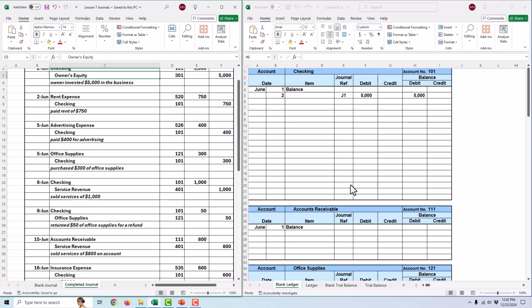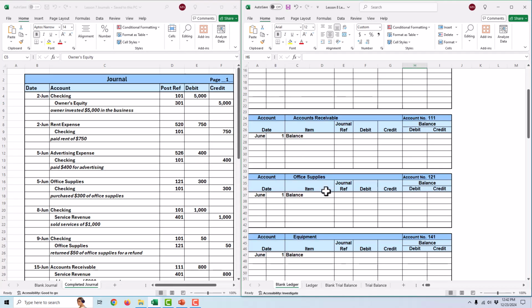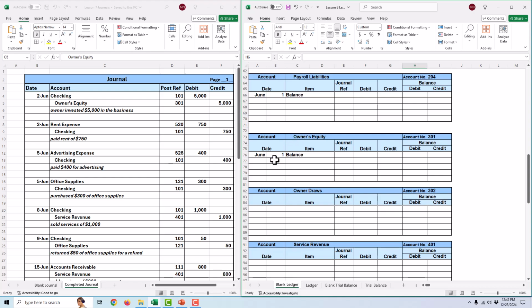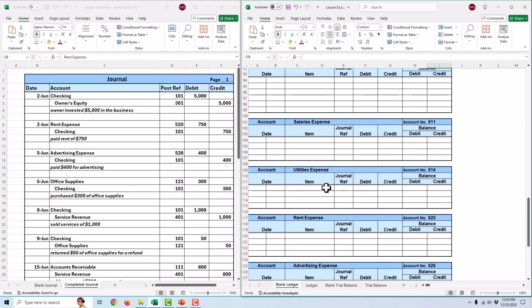So now let's find owner's equity. Here's owner's equity. We would put a 2 for June 2nd. Journal reference would be J1. It's a $5,000 credit. And since there are no other balances or transactions, the running balance is also a $5,000 credit. And that's it. Okay, the second entry was a debit to rent expense, credit to checking for $750.